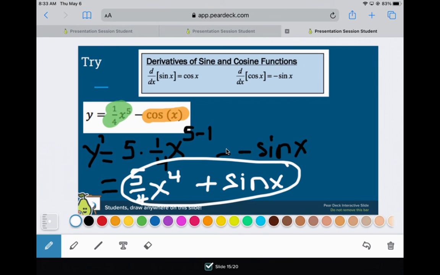Question. Questions for me on each part?